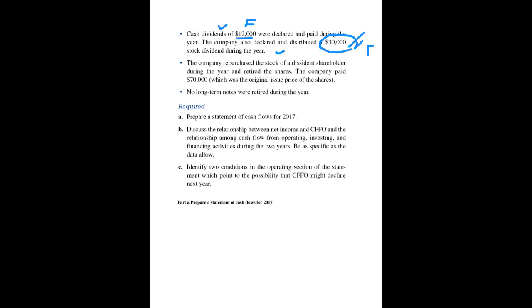NC means non-cash. The company repurchased the stock of a dissenting shareholder during the year and retired the shares. So the company has repurchased its shares from one of the investors, and how much did the company pay him? They paid 70,000. So the repurchase of shares is 70,000, and this was actually the issuance price. At this price, the investor purchased these shares from the company. Now the company is repurchasing the shares at 70,000. So it is also part of financing activity.